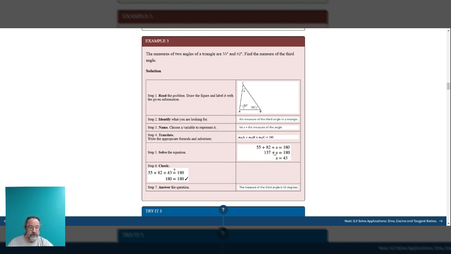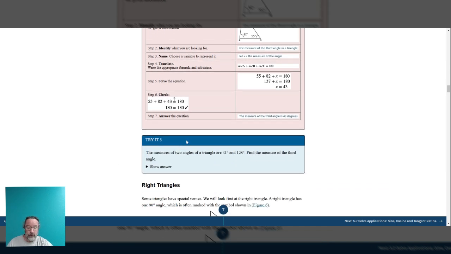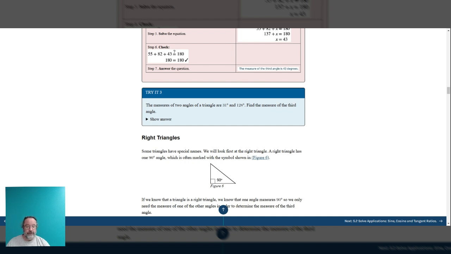Let's solve for X. So 55 plus 82, 137. Now we have to get our constants all isolated on the right. So subtract 137 from 180, X equals 43. Does it work? Yes. Very straightforward. So the same thing with try it 3. We can draw a triangle, and let's define our unknown angle as X. Our other two angles are 31 and 128.